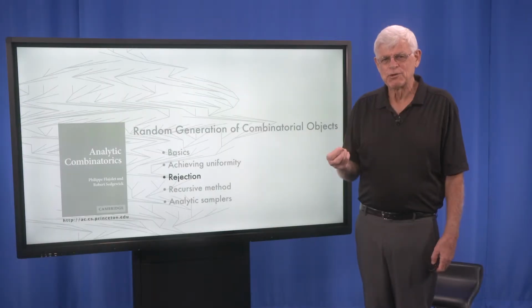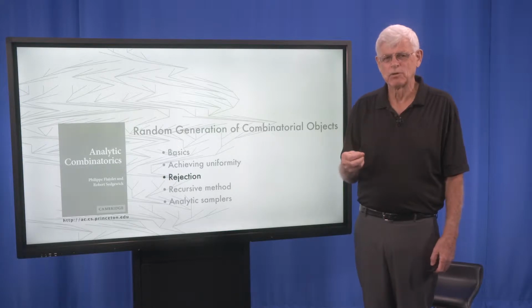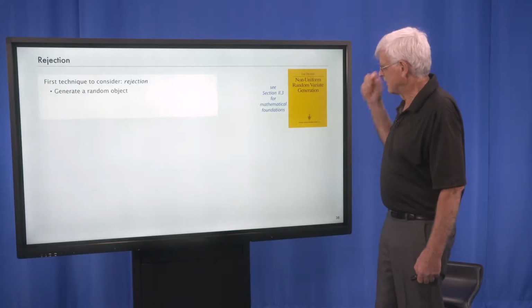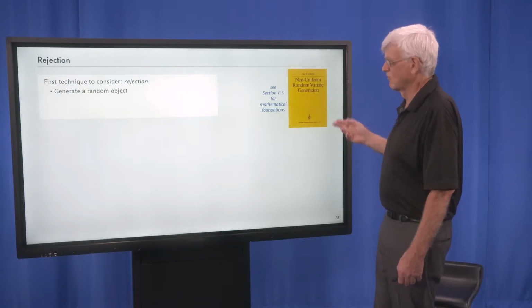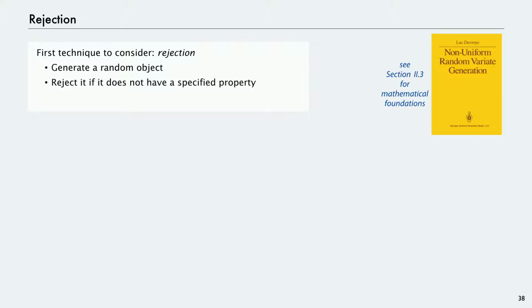The first generally applicable technique that we're going to talk about is a simple but important one called rejection. The mathematical foundations of this are covered in Devroye's book. And the idea is very simple. We generate a random object and we'll just reject it if it doesn't have the specified property that we're looking for. And we'll continue this process until we find one that does have the property.